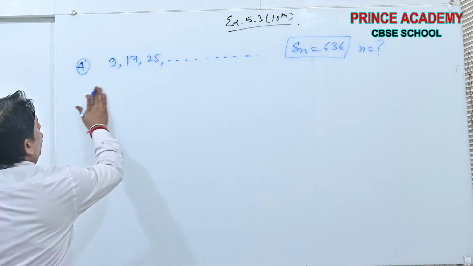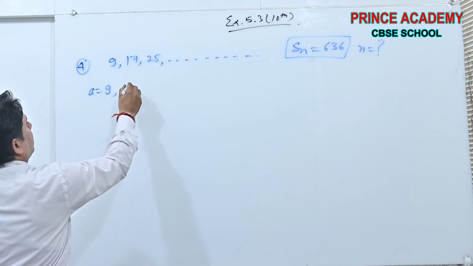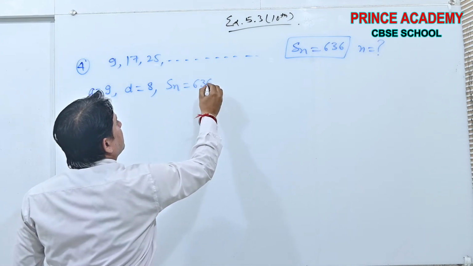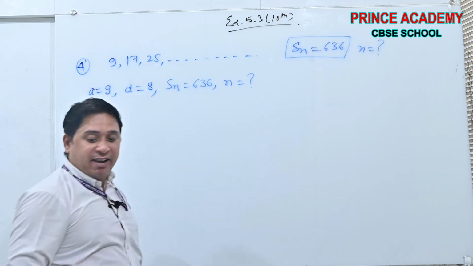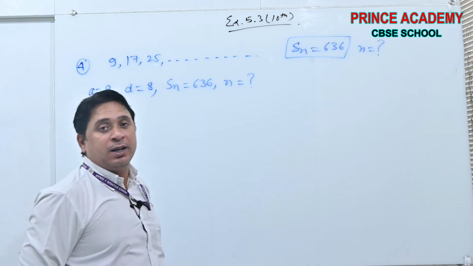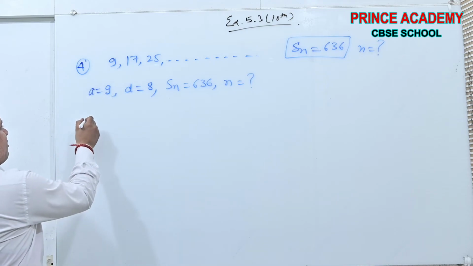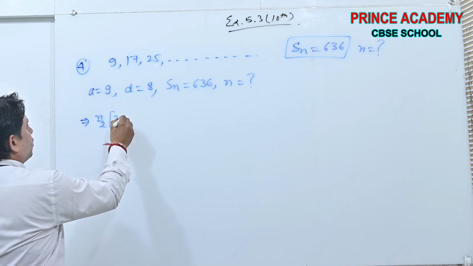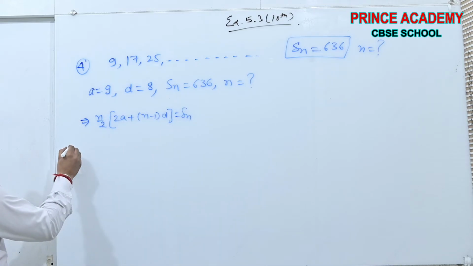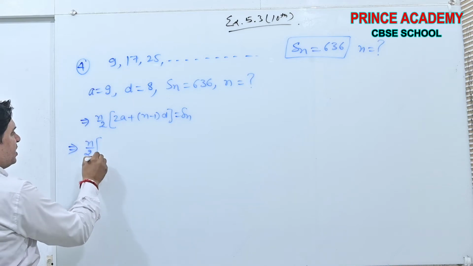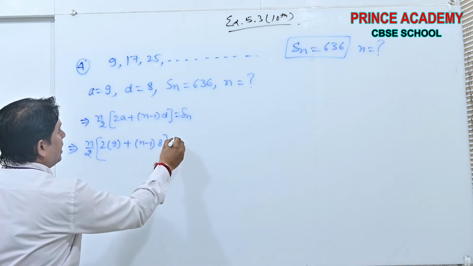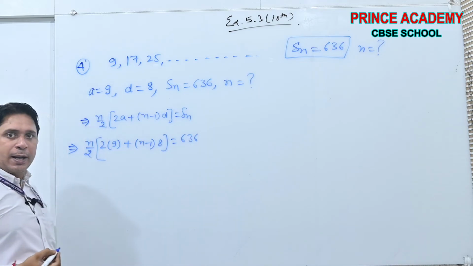See, what is here? A is 9. D is 17 minus 9, which is 8. Sn is 636. N is asked. Everything you have to note here and then proceed. You know the formula, everyone? N by 2, 2A plus N minus 1 into D is Sn. Yes or no? Then put the values. 2A is 18, plus N minus 1 into D, D is 8, Sn is 636. Done beta?